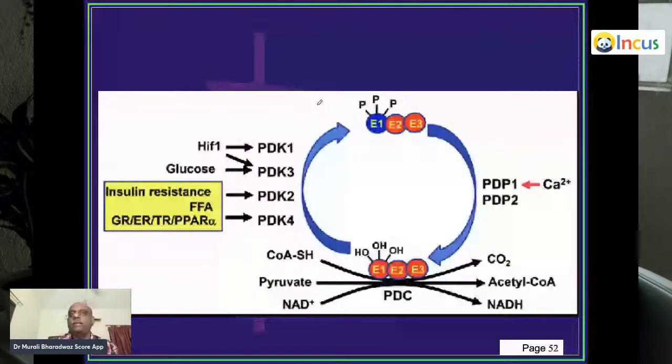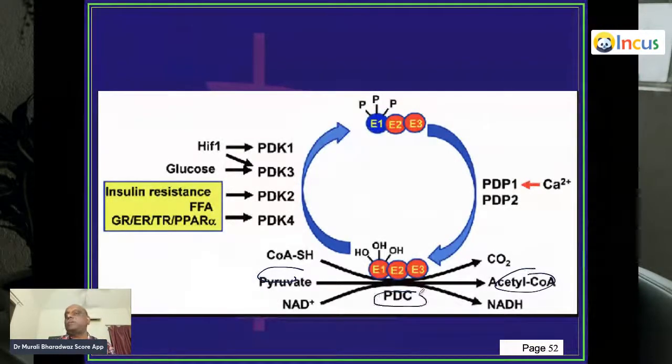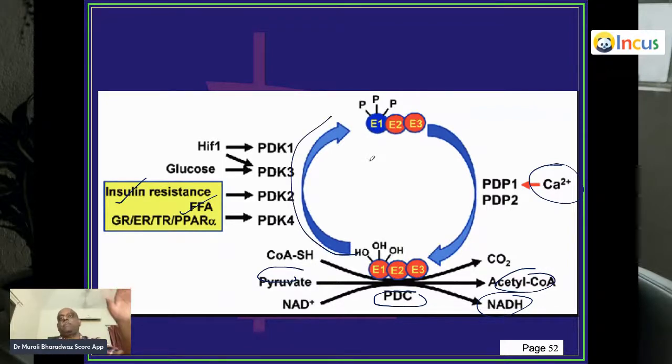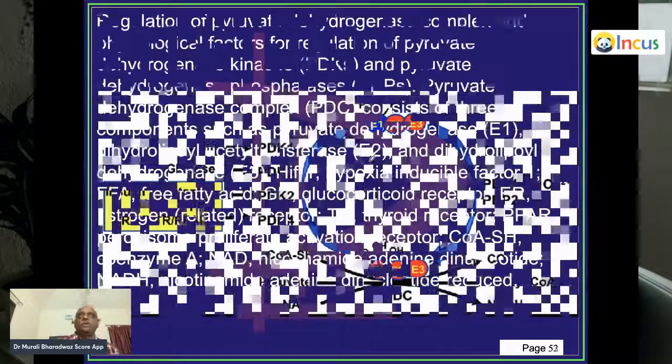So remember that for pyruvate to become acetyl-CoA, you have the pyruvate dehydrogenase complex that forms NADH. Calcium stimulates this reaction. That's what you need to remember. Whereas insulin resistance or free fatty acids typically will inhibit the pyruvate dehydrogenase complex, is what you need to remember.